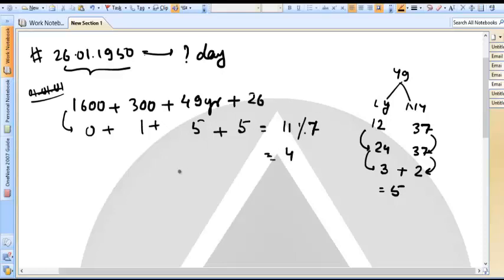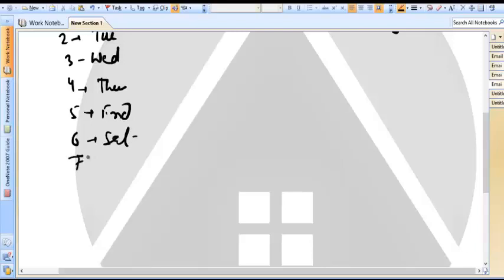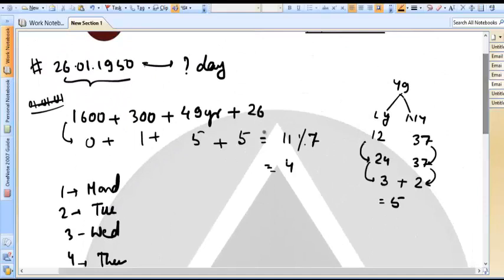4, right? So if the odd days which you get are, suppose, 1, then the day will be Monday. 2, it will be Tuesday. 3, it will be Wednesday, and so on. 4 will be Thursday. 5 will be Friday. 6 will be Saturday, and 7 or 0 will be Sunday, right? So here it is 4. That means 26th January was a Thursday.